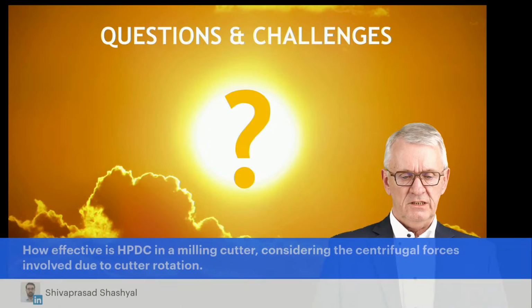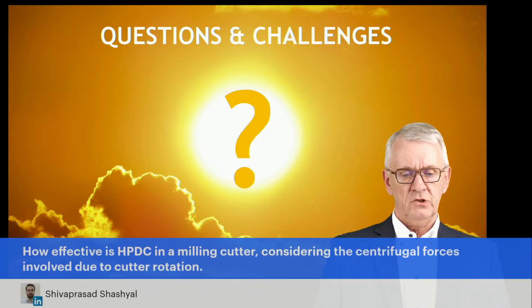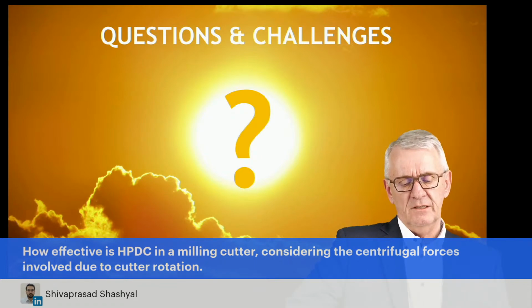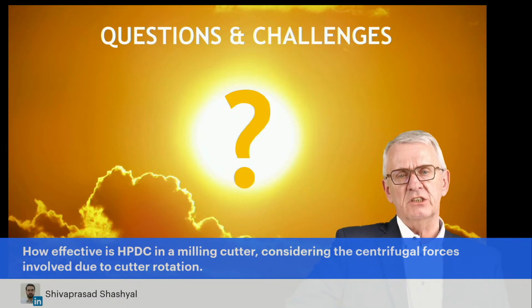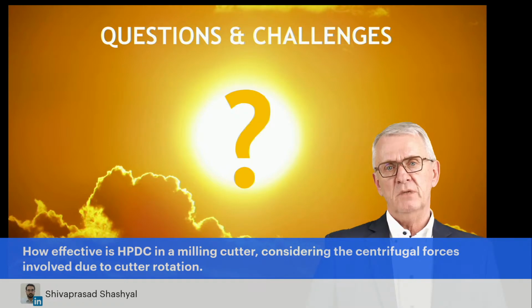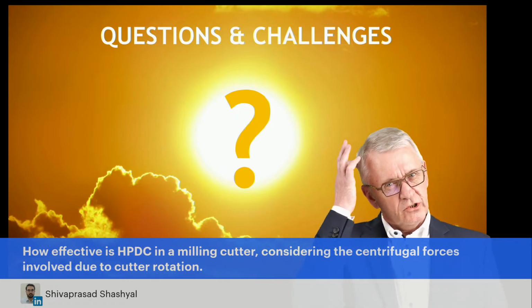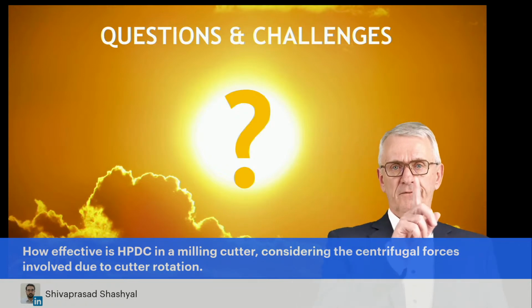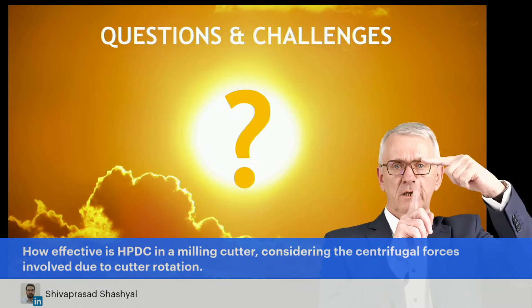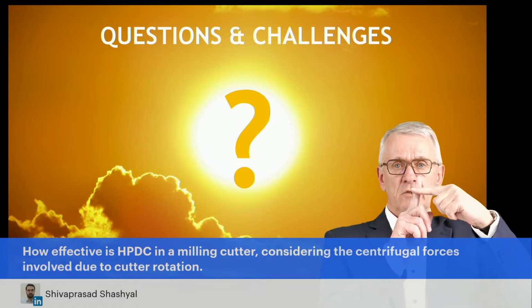The 7th question, how effective is HPDC in a milling cutter considering the centrifugal forces involved due to the cutter rotation? Yeah, the big discussion ongoing today in the tooling world, because to make HPDC cooling effective, the distance between the cooling outlet and the actual cutting edge is crucial. Let me start by that, because if the distance is too big, as the cooling is spreading out once it leaves the nozzle, you lose effectiveness. So it must be close enough, but when it's too close, it's not working either. You know, it's like a flame. If you have a flame here and you keep your finger there, you don't feel anything. And if you approach the flame, it's getting hotter and hotter and hotter. But when you pass the flame and when your finger is in the flame, you don't feel heat anymore.